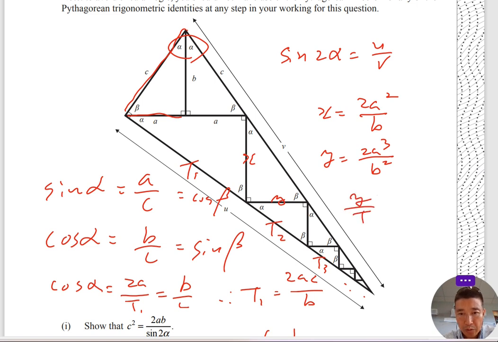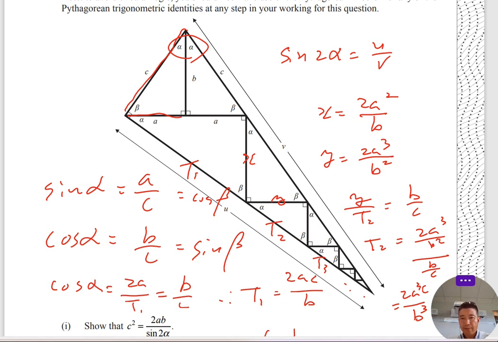y over T2 equals cosine alpha. Cosine alpha is b over c, right? So T2 equals y, which is 2a cubed over b squared, over b over c. So that means, what is it? 2a cubed c over b cubed, isn't it?